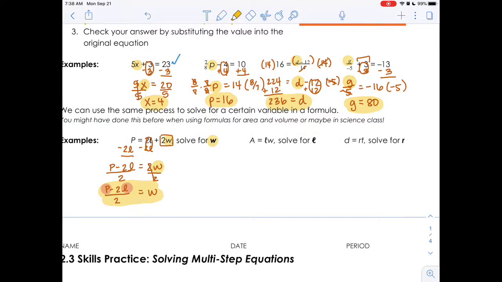This next one, we have A equals LW. We're solving for L. This is the area of a rectangle, so area equals length times width. If we knew the area and we knew the width, but we were trying to find the length, we would want to get that by itself. So all I'm doing here is length times width. To get rid of the width over here and get length by itself, I'm just going to divide by the width. Width divided by width cancels, leaving me just with length. If I divided by W on that side, I'm also going to divide on this side. So L equals area divided by width. And that's it.